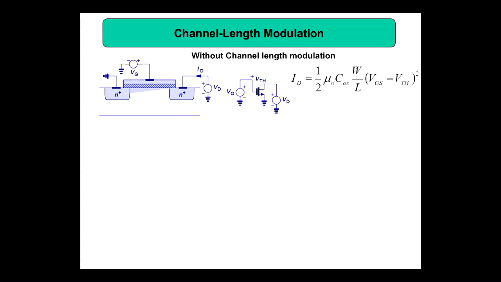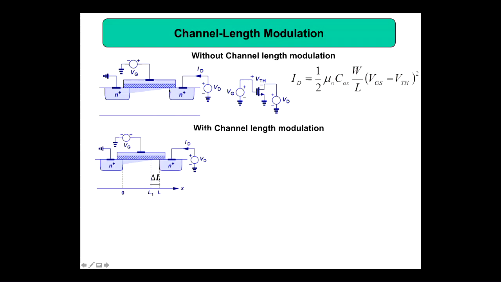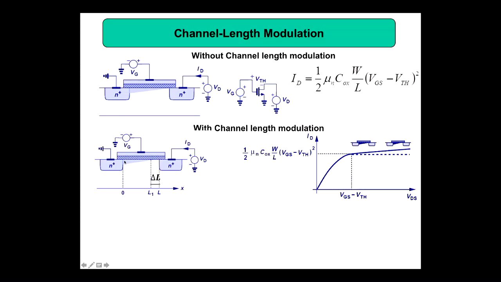And because of that, we get a quantity called channel length modulation. Without channel length modulation, this is your drain current. There is no channel length modulation, meaning your channel length is the same. But when you have channel length modulation, because of the pinch off, when you are operating in the active region, your channel length is less by delta L. Now this is your channel length L1. So we have to take into account that delta L, the variation, and that is called channel length modulation.